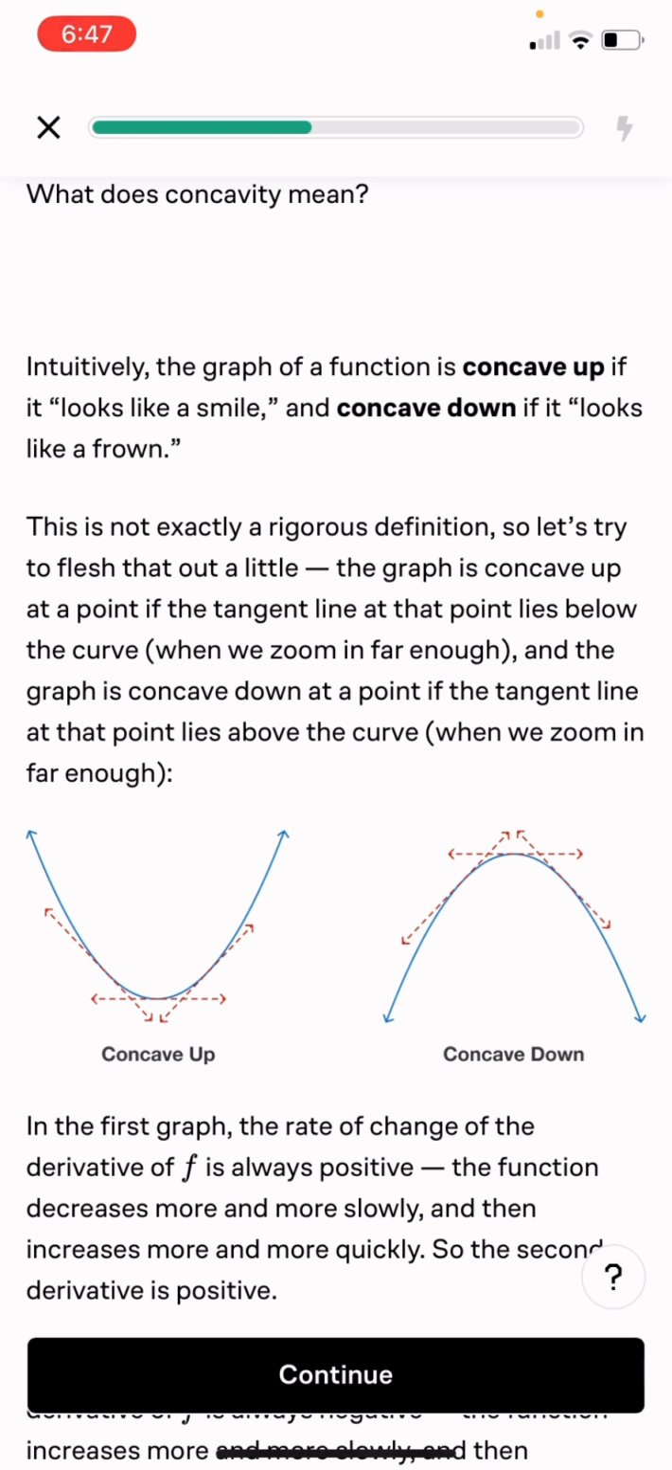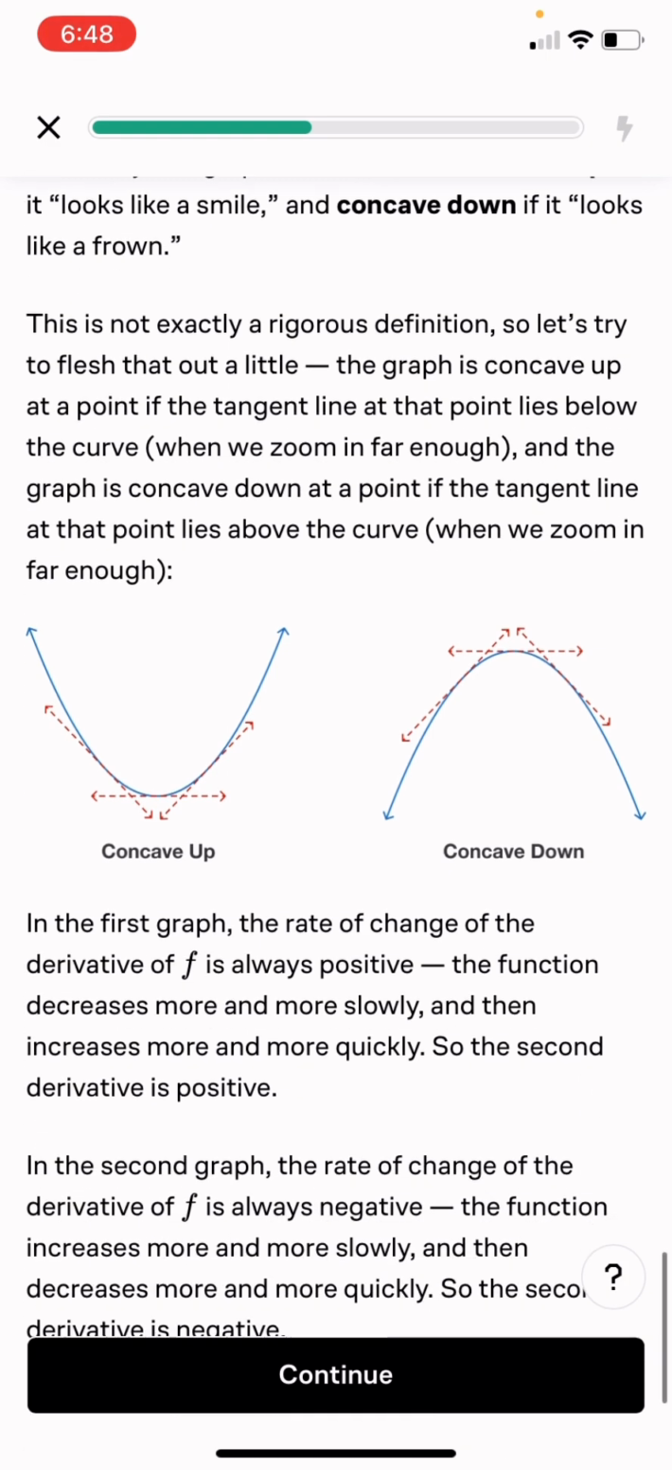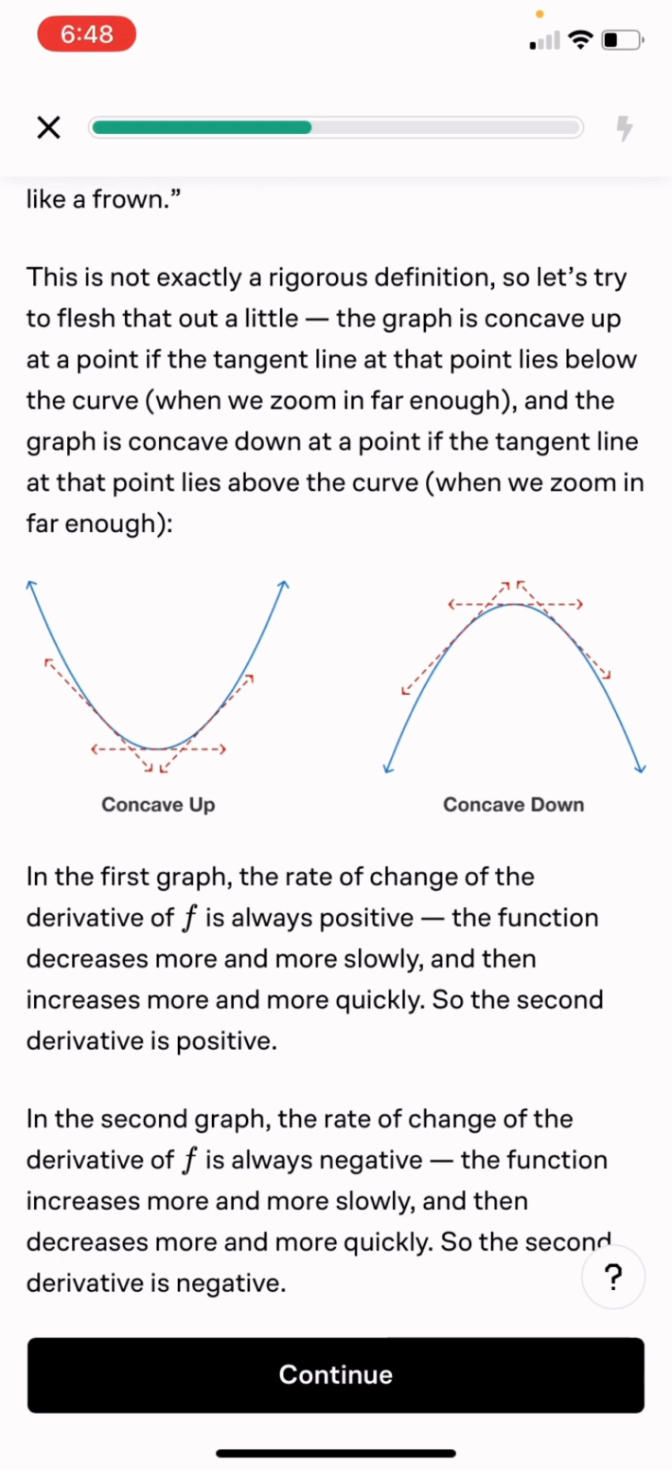In the first graph, the rate of change of the derivative f is always positive. The function decreases more and more slowly, and then increases more and more quickly. So the second derivative is positive. In the second graph, the rate of change of the derivative is always negative. The function increases more and more slowly, and then decreases more and more quickly. So the second derivative is negative.